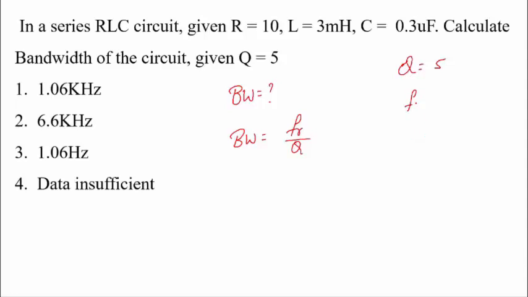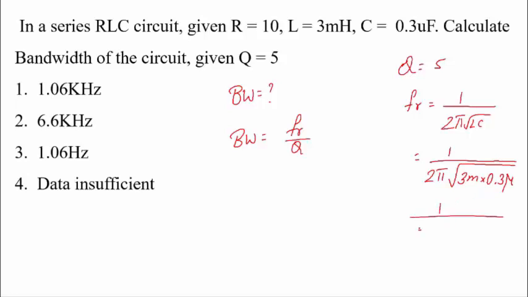How we are going to calculate FR? FR is given by 1 divided by 2 pi root LC, which is equals to 1 divided by 2 pi into root. What is the value of L? L value is 3 milli. And what is the value of C? C value is 0.3 micro. So if I am taking 3 as common, this will be 0.1. That 0.1 if I am sending over here, it will be 10 power minus 10. The 10 power minus 10 if I am sending outside, that will be 10 power minus 5. So I came to know what is the value of FR.